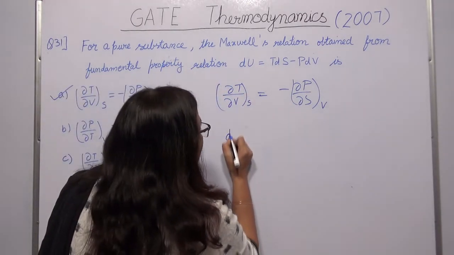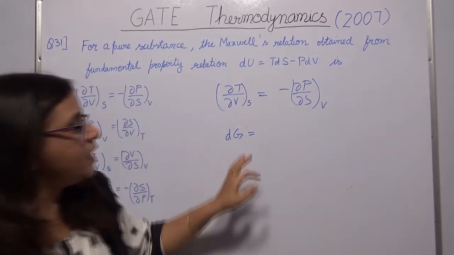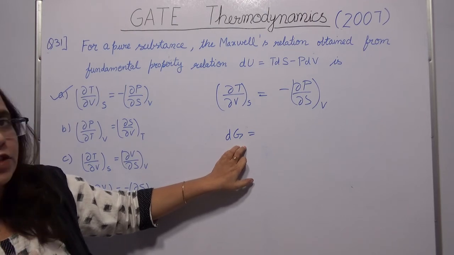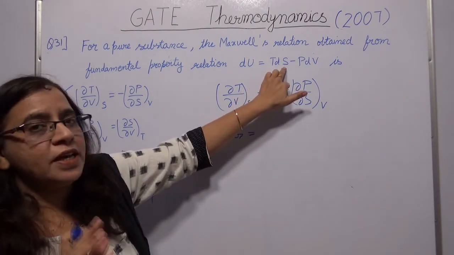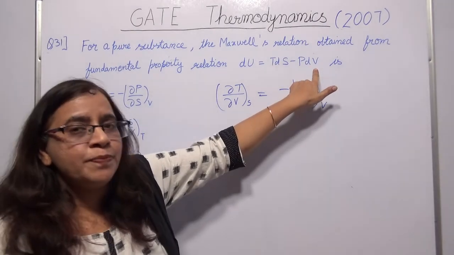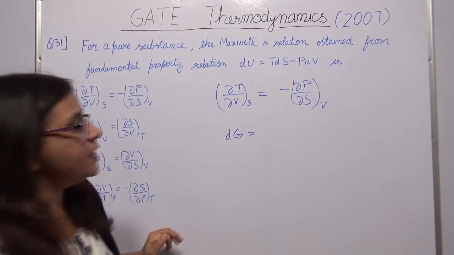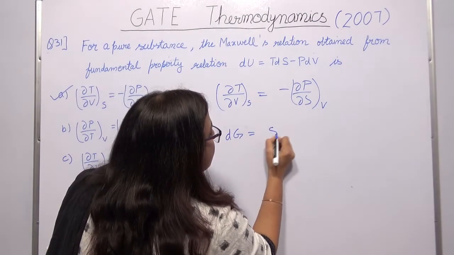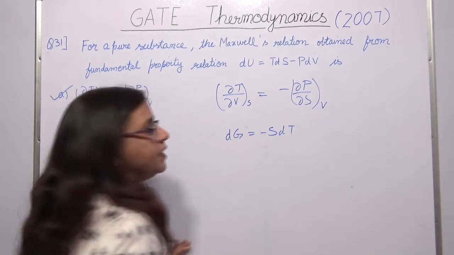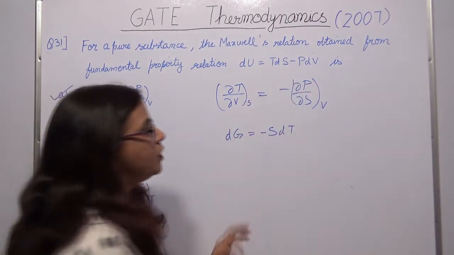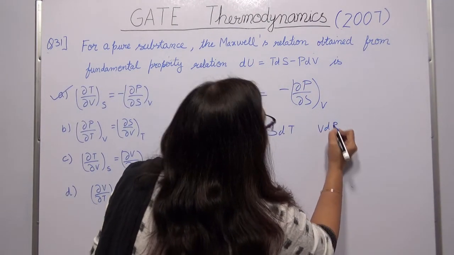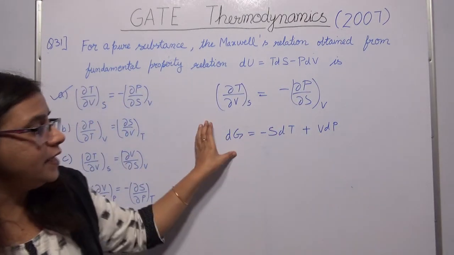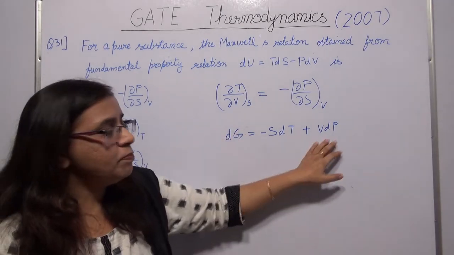So let's write down what is dG. I have told you that when you obtain G, you do the Legendre transformation. You convert your variable S to T and your V to P. So in that case, how do you write down dG? What I do is switch the variables, so I will write it like this and put a minus sign over here. Again over here, you switch the variable and change the sign. So this is your equation for dG, that is equal to minus S dT plus V dP.